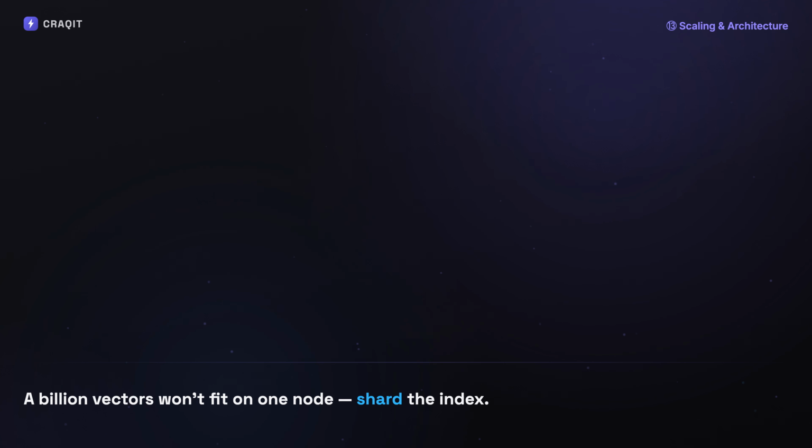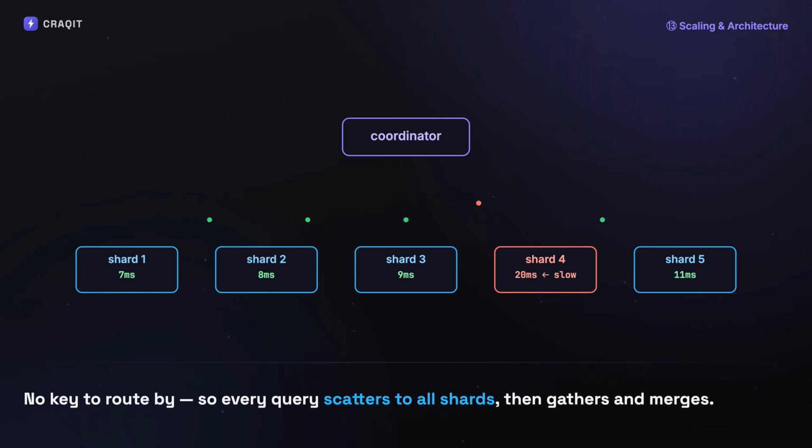Now push it past one machine, and the real system shape appears. And it's a distributed systems problem wearing an ANN hat. Sharding. A billion vectors won't fit on one node, so you split the index across many.